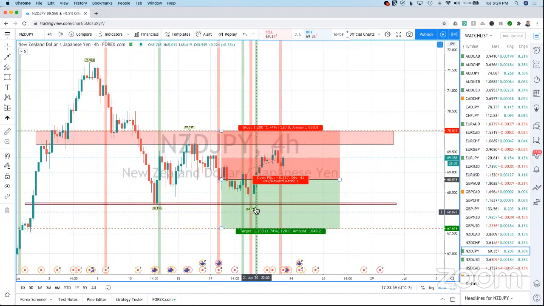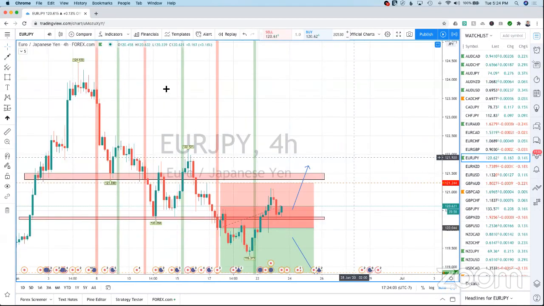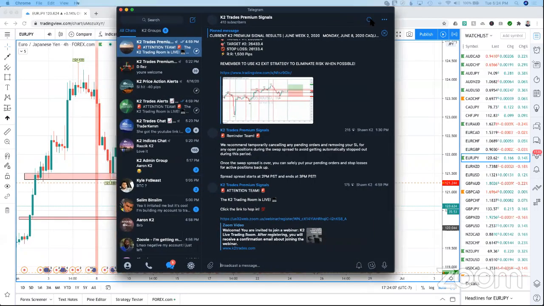Same with NJ. Once it reached TP1 down here, I moved my stop loss and profit. Same here. I'll show you guys what I posted here as well, just so you know.